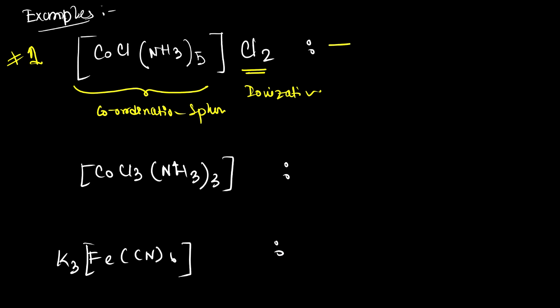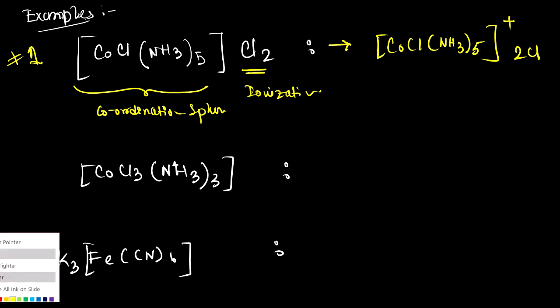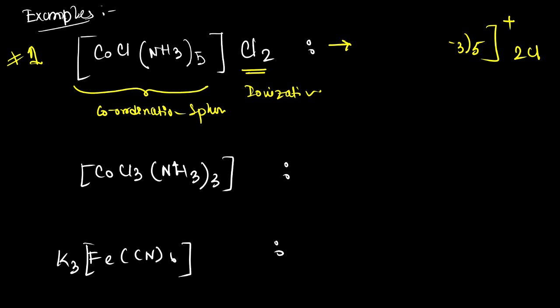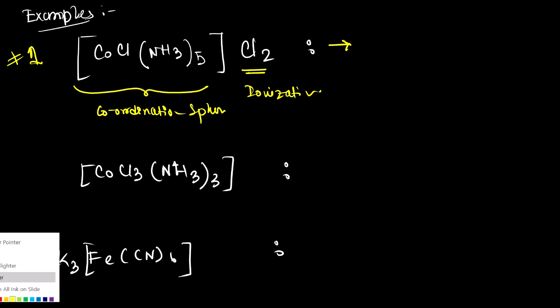If it is asked how many ions we can get from this, first of all, as Cl is negative one, it will give you 2 Cl minus, and the inside one will give you 1 plus. So a total of 3 ions we can get from this compound. The coordination sphere will never dissociate into ions. Only the ionization sphere dissociates, and the whole coordination sphere will give you one whole ion.